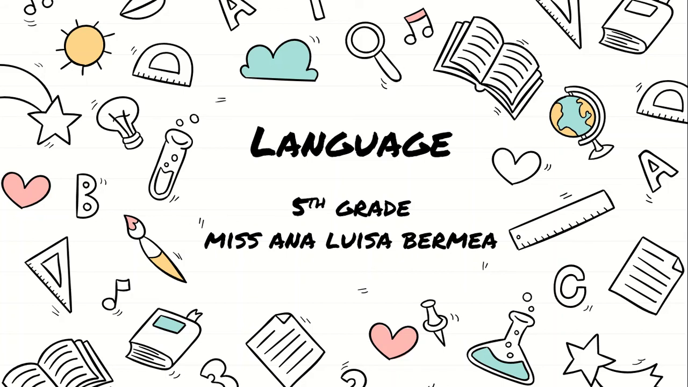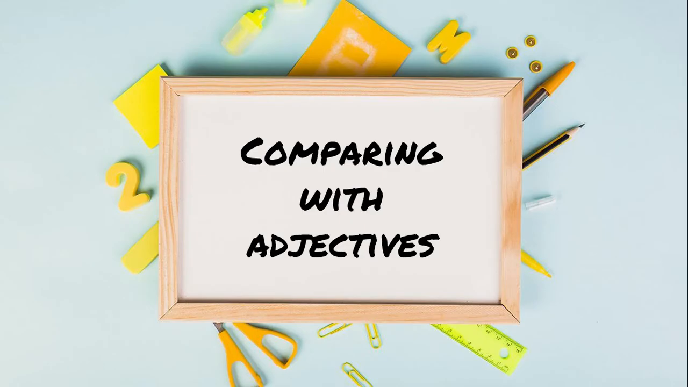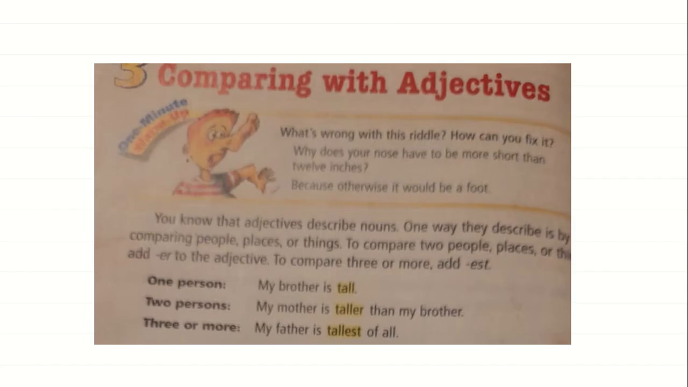Great. Today we will work on language. Get your notebook. Comparing with adjectives is the class. Comparing with adjectives. You know that adjectives describe nouns. One way they describe is by comparing people, places, or things.